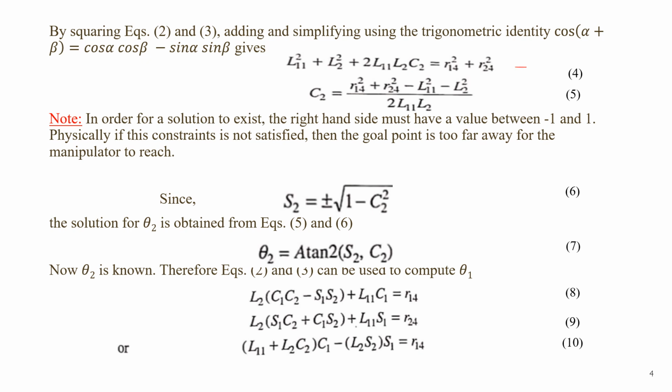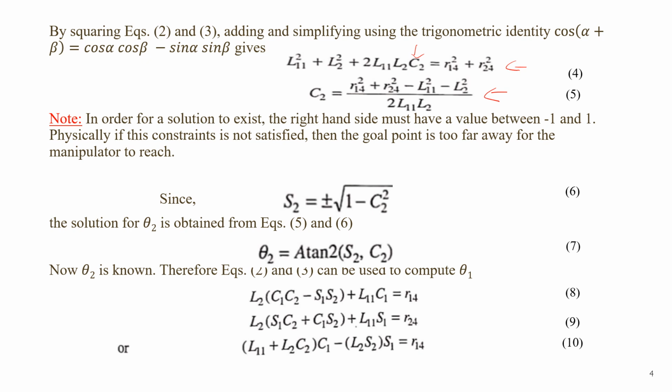So now from this equation, you can just get cos theta 2, as you see in equation 4. The only unknown is theta 2, right? All other values are known. So you can get cos theta 2. But in order to get the solution for theta 2, you should ensure that the value of this expression will only lie between minus 1 and plus 1.